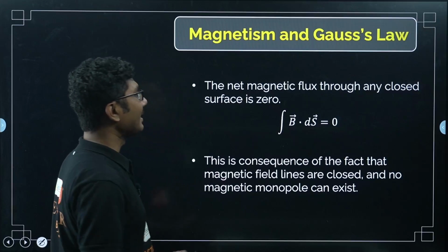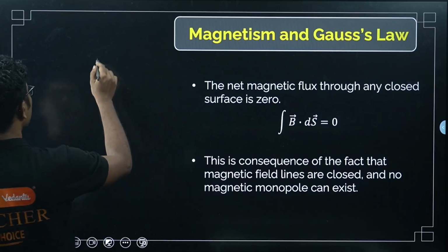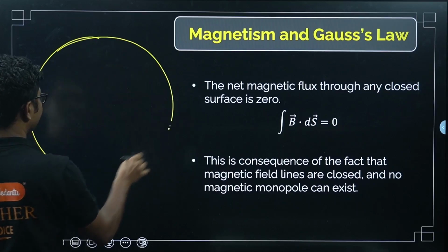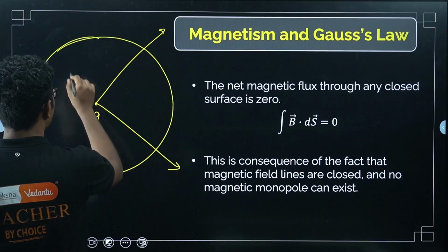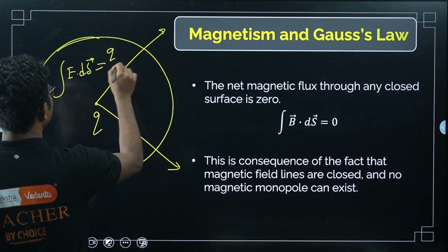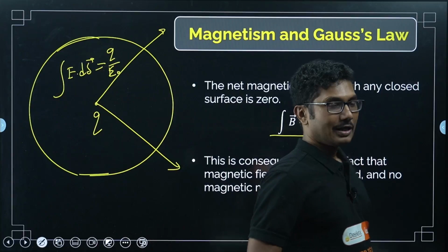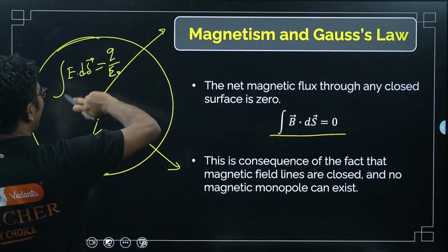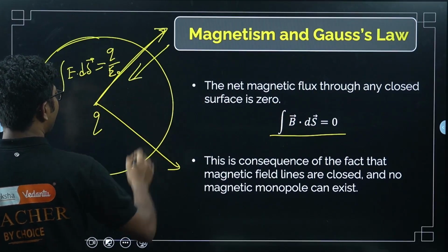First of all, the net magnetic flux through any closed surface is 0. So what is the meaning of that? Remember the electric field lines, where we used to draw a sphere, and we say if there is a charge q here, whatever electric flux is coming out, the integral of E dot ds is equal to q enclosed divided by epsilon naught. But in case of magnetic field, this is 0. What is the meaning of that? It means whatever field lines are going out, the same number of field lines are coming in.